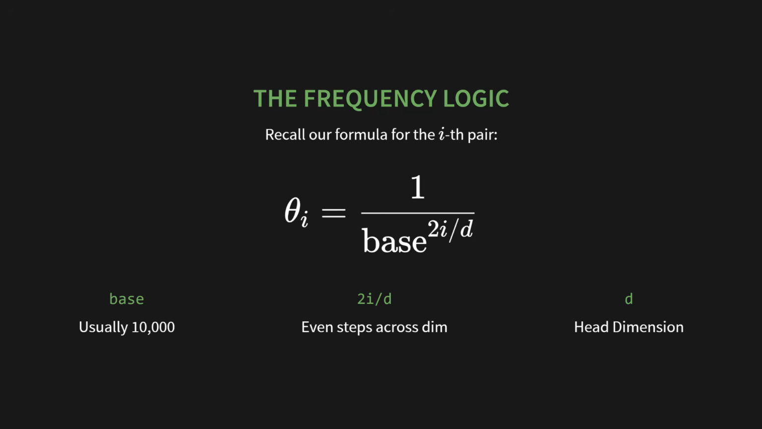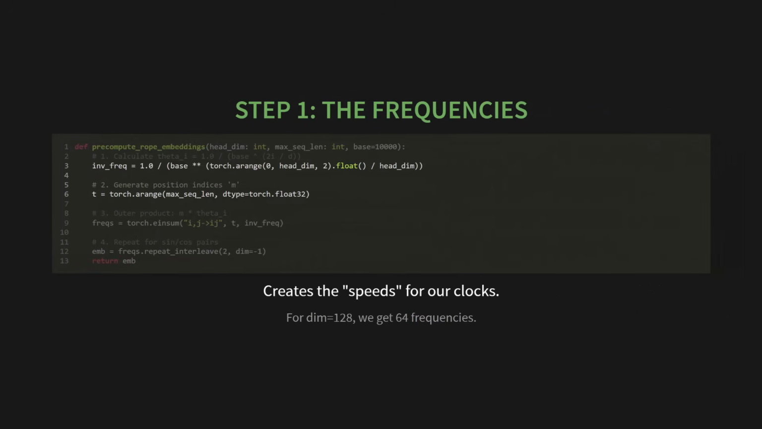We're defining a function, precompute_rope. The very first step is to calculate those frequencies. Look at this line for inv_freq. 1.0 over base to the power of torch.arange. This is a direct translation of that formula. This single line creates all the different speeds for our spinning clocks. So, for a head dimension of 128, this gives us 64 unique frequencies.